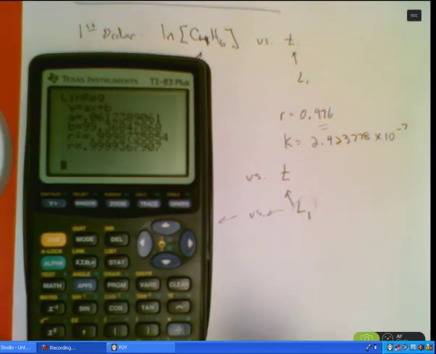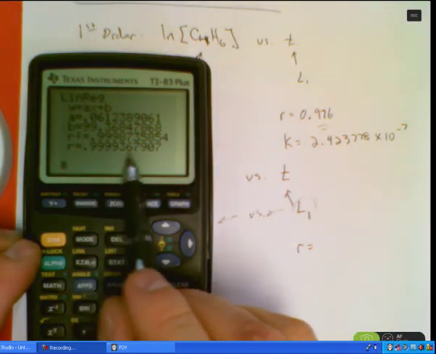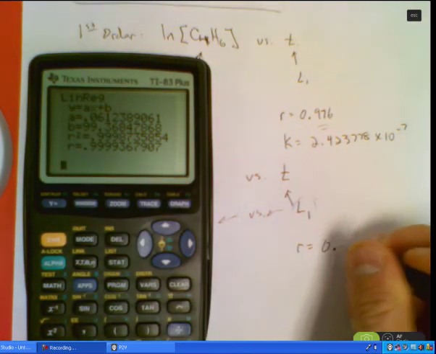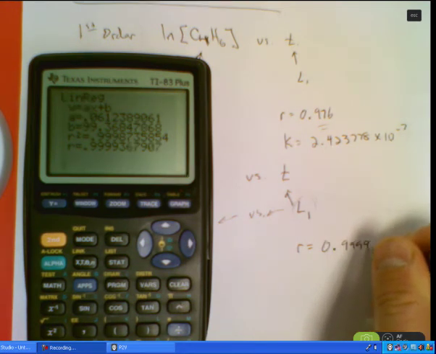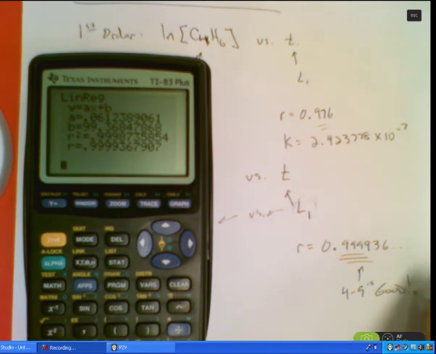Ooh, hard to see. So our R, our correlation factor right here, is 0.9999936. It just keeps going on. But definitely 4 nines. 4 nines for notes. Means good. Means great. That's what we're looking for.